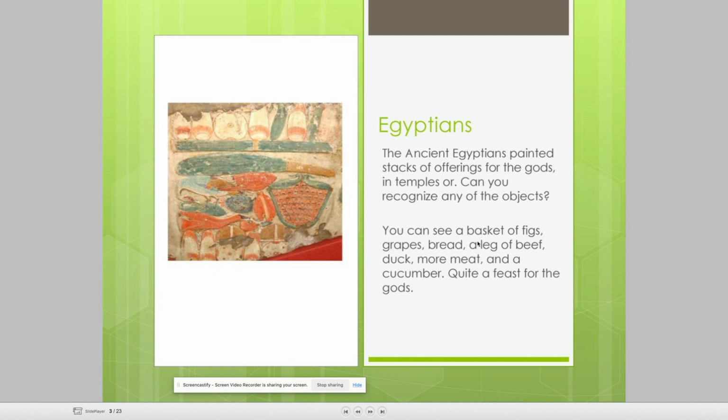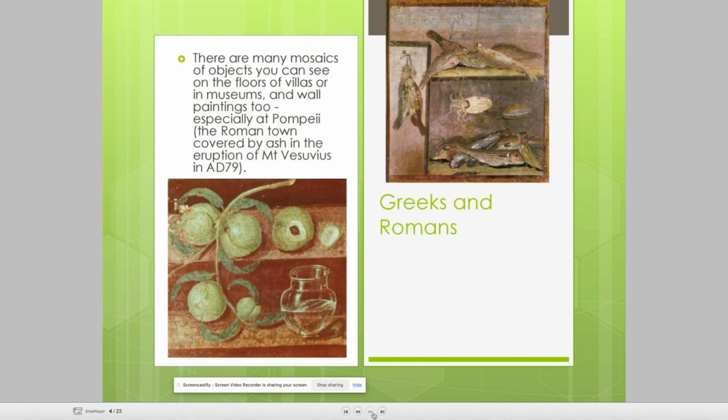But down here you can see a basket of figs, grapes, bread, a leg of beef, duck, more meat, and a cucumber. Quite a feast for the gods. You can see different things, but this is an example of a still life.